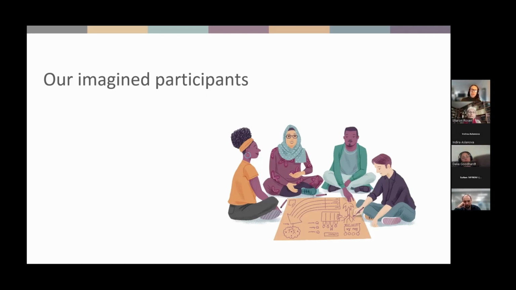And when we imagined our participants, we made the following assumptions. Firstly, not everybody is literate. Secondly, most participants know little about human rights, and some of them may have objections to human rights. Thirdly, faith-based identities, traditions, and beliefs are important to most participants.